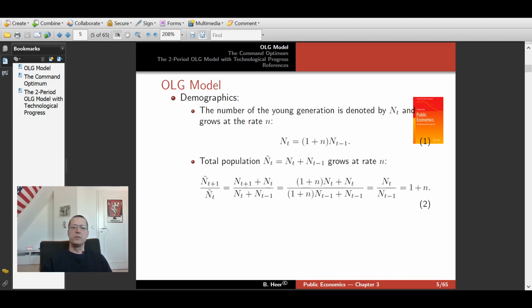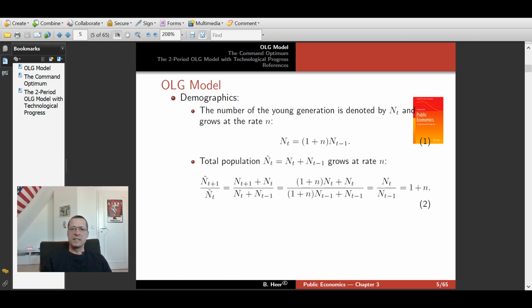Now let's get into the demographics. We denote the number of young people by N_t, the number of people N_t in young generation t. And we assume that they grow at the rate n. So each of the young people has 1 plus n children. So equation 1 describes the dynamics of the number of young people. The population growth rate will also be equal to n, and you can see this if you look at total population.